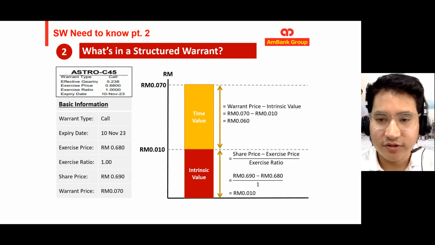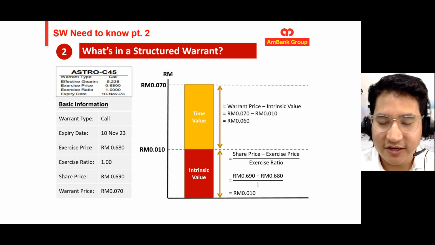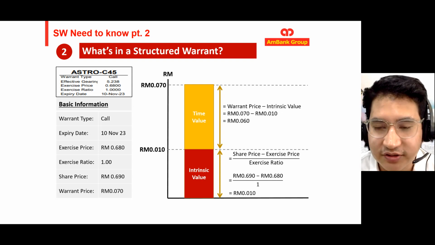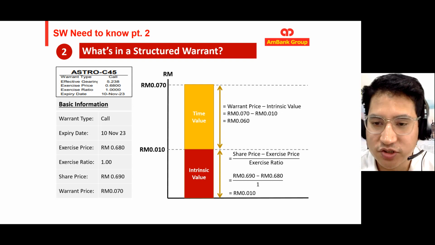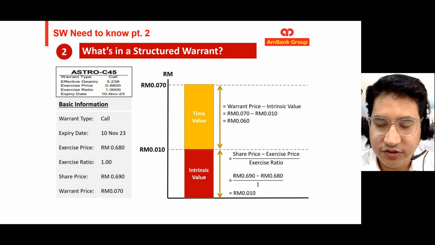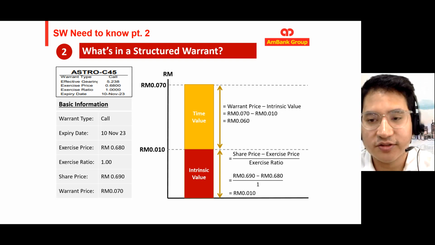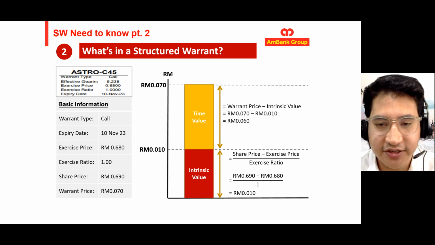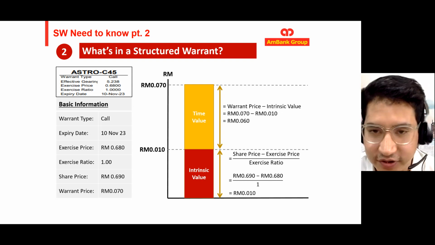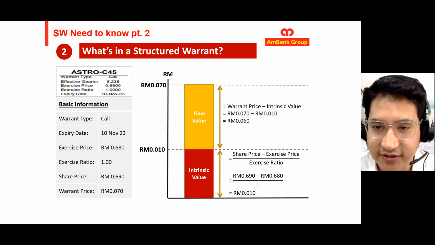Okay. So like I said, there are two parts to the value of a structured warrant. One is called the intrinsic value and the other is called the time value. Intrinsic value is fairly easy to calculate. It's basically the share price minus the exercise price divided by the exercise ratio, which is over here. Over here, I already did the calculation for you. It's 69 cents minus 68 cents, which is the exercise price, over 1. So the intrinsic value of this structured warrant is 1 cent.